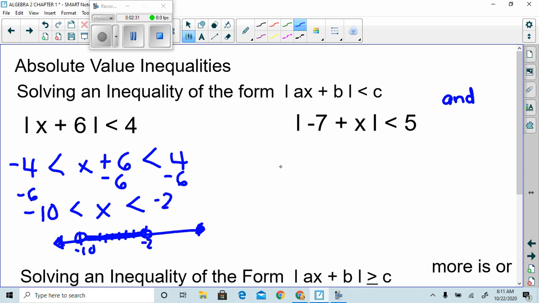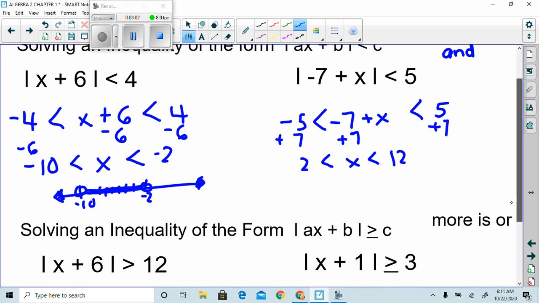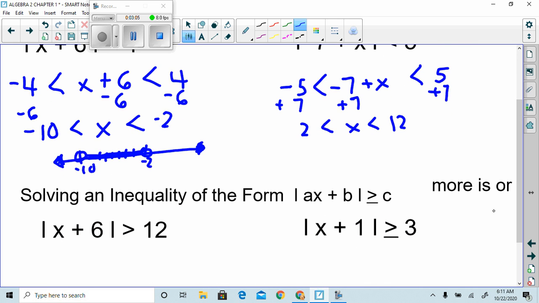Remember, the boundaries are going to be negative 5 and 5. And what's in here will nest in the middle. So these are less than symbols. And I'll have negative 7 plus x. I'll now add 7 to both sides and the center. And I get 2 is less than x, and x is less than 12. And again, we wrote these as two separate inequalities last week, and then we graphed them on the same number line. Well, if the less nests in the middle and shades in the middle, more is "or".